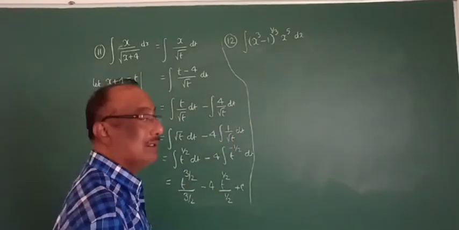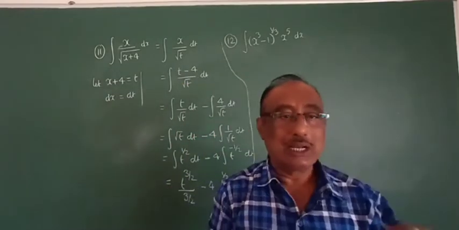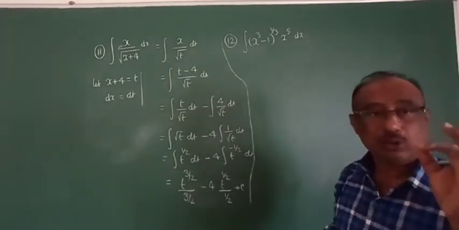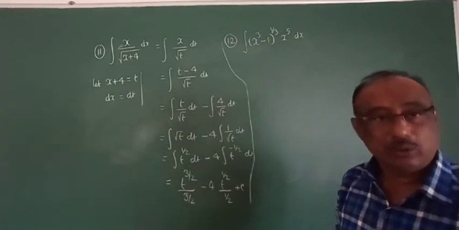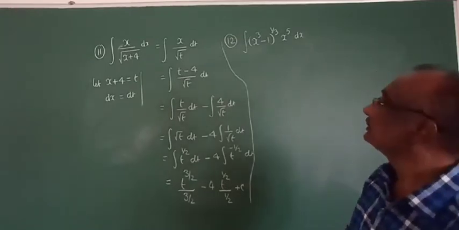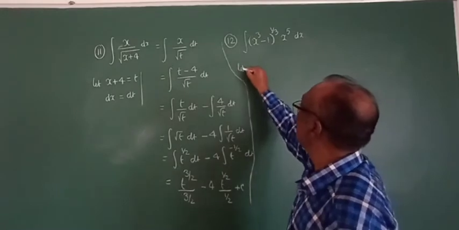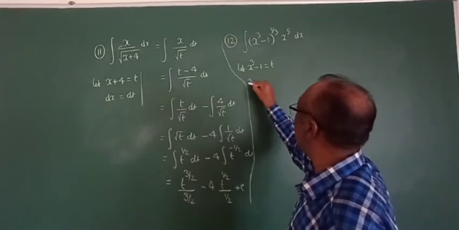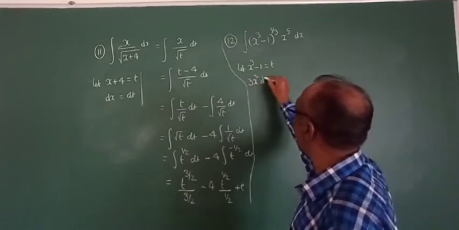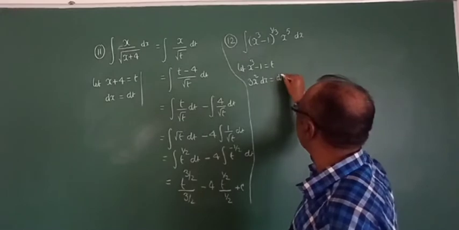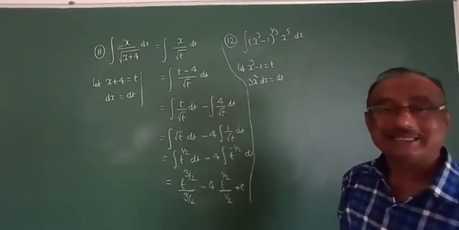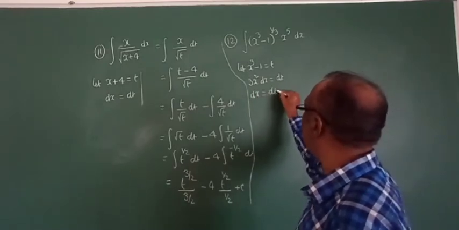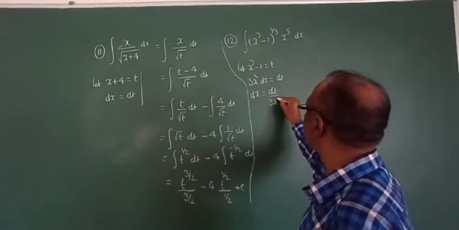Right, everyone start. The cube root term is linear and this is the single function. Therefore the cube root is the greater, and immediately let it be t. Right, x cube minus 1 let it be t. 3x square itself is the derivative, dt equals 3x square dx, so dx is equal to dt by 3x square.